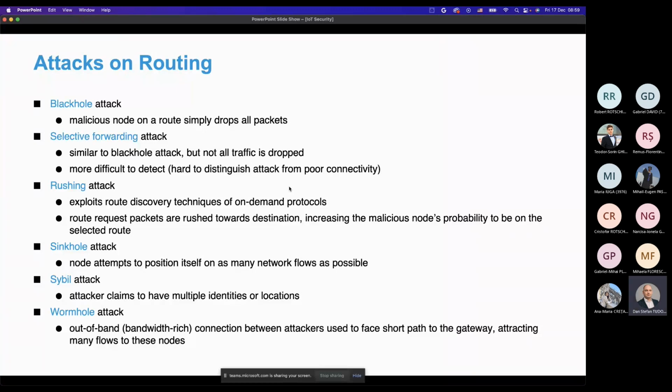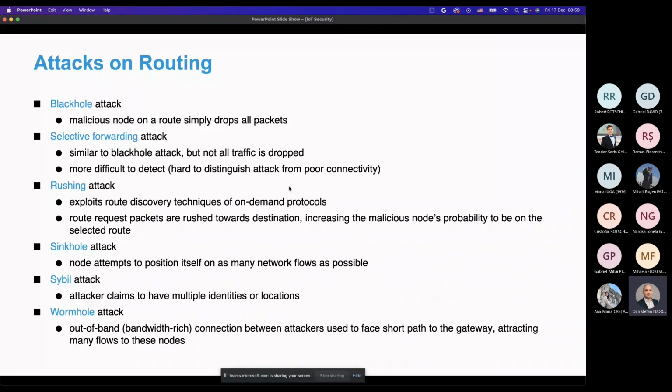Sinkhole attack is another variant of the black hole attack, in which, in order to attract as much traffic as possible, a malicious node attempts to position itself on the path of as many network flows as possible. So again, you try to gain a very elevated position in the network in order to draw more traffic towards this sinkhole. So you provide an attacker with the opportunity to disrupt or tamper with as much traffic as possible.